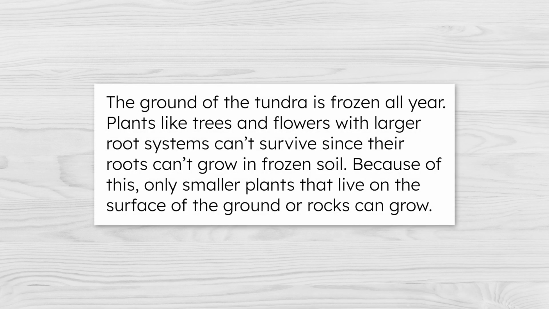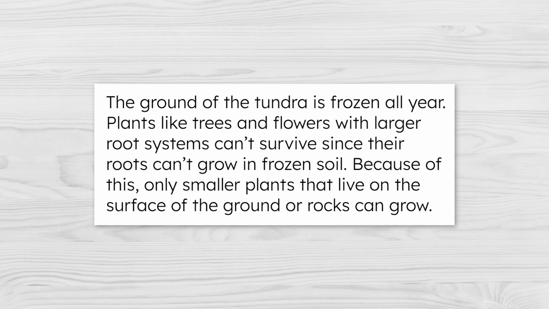When we research, a ton of information will likely come up, and we don't need to use all of it to write a supporting detail. I'm mostly looking for why many plants can't survive there. Here's what I found when I researched it. The ground of the tundra is frozen all year. Plants like trees and flowers with larger root systems can't survive since their roots can't grow in frozen soil. Because of this, only smaller plants that live on the surface of the ground or rocks can grow.